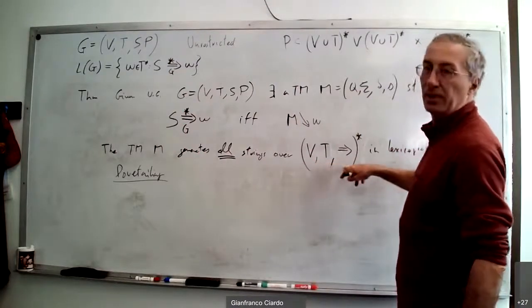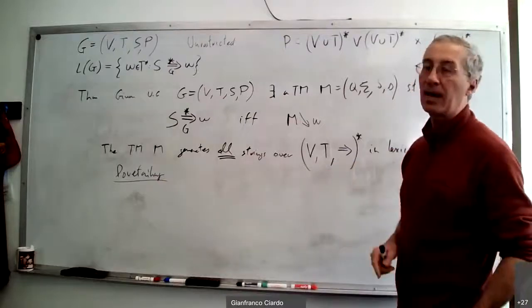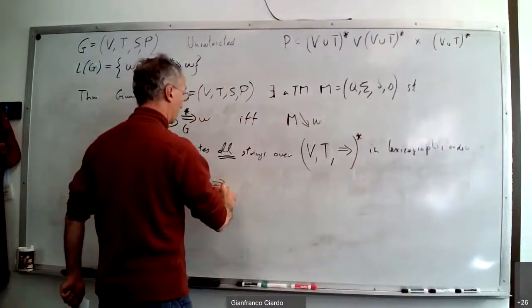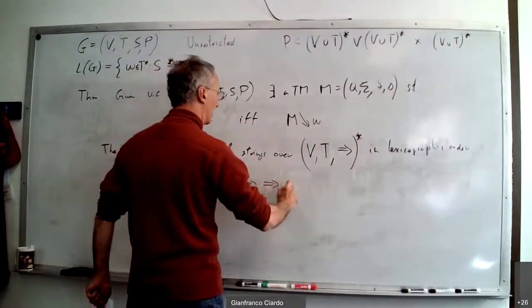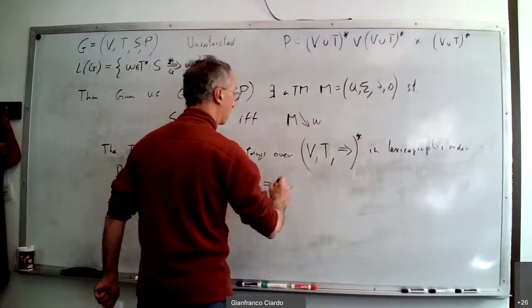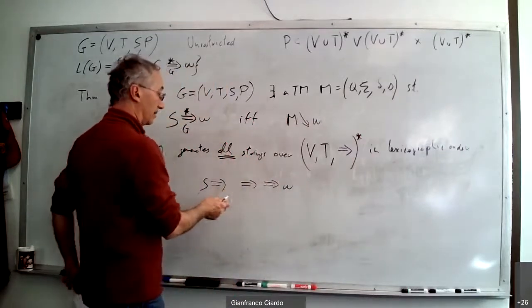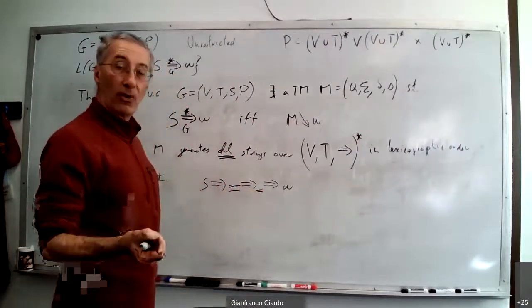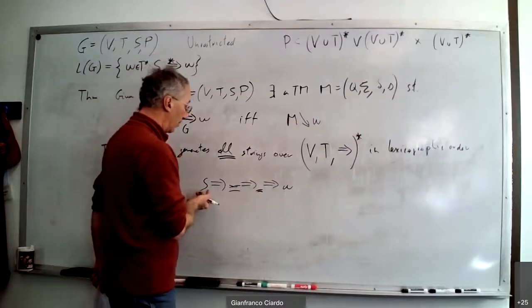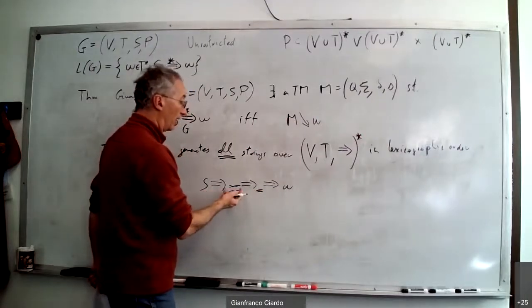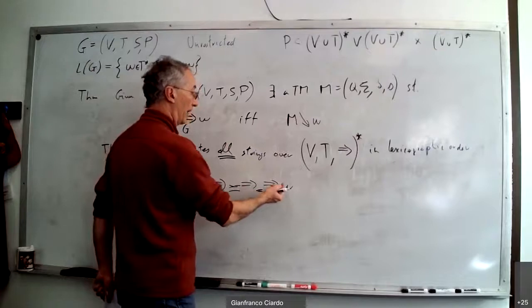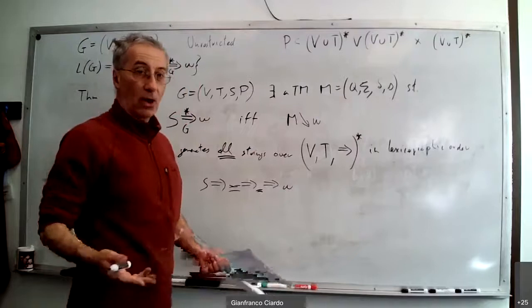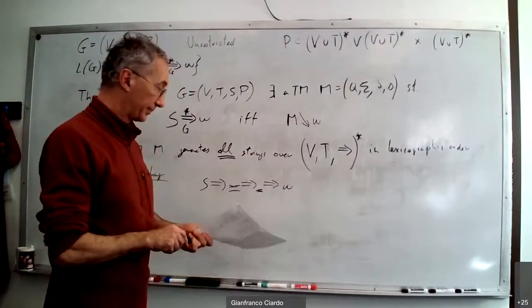And note, some of these will be completely junk, like arrow, arrow, arrow. But some of them instead will be of the form S goes to something, goes to something, goes to something, goes to W. If these are correct sentential forms, and if from S I can derive this sentential form, and from this sentential form I can generate the next one, and then eventually I generate W, this is the derivation of the string W in the grammar.